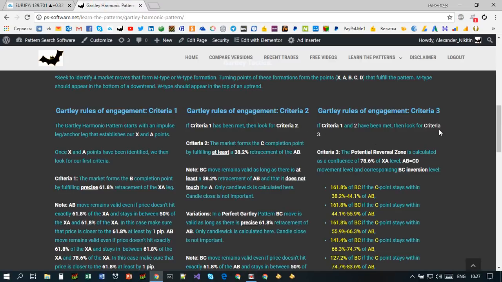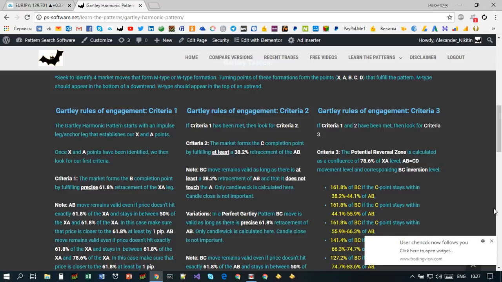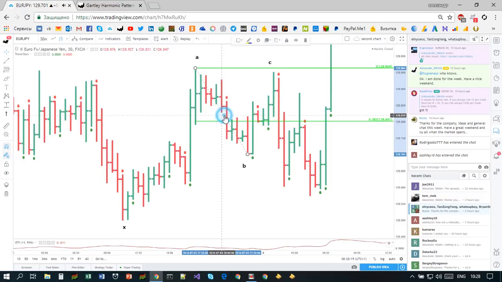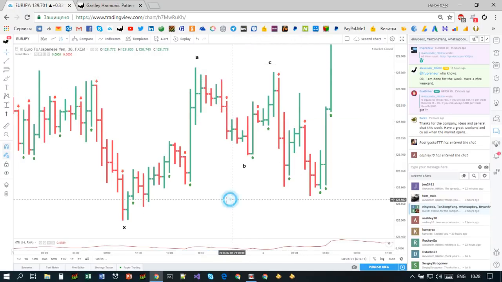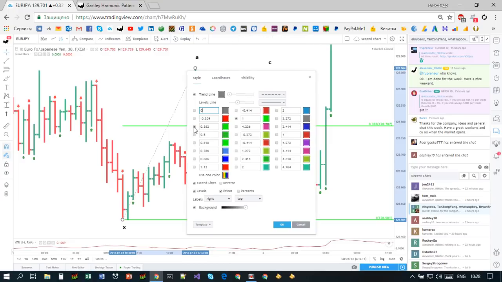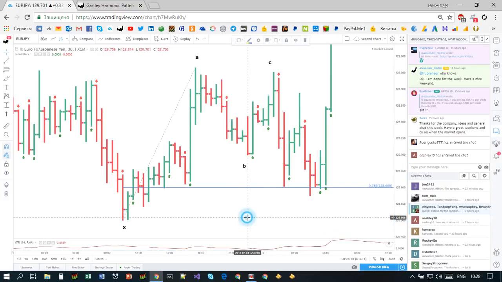If criteria 1 and 2 have been met, look for criteria number 3. A potential reversal zone is calculated as a confluence of 78.6 of XA, AB equals CD, and the corresponding B to C inversion. Let's go one by one. We should first calculate the 78.6 of XA. So we take our fibs once again, stretch them from X to A, and enable 78.6. Disable everything, enable 78.6. Okay, good.